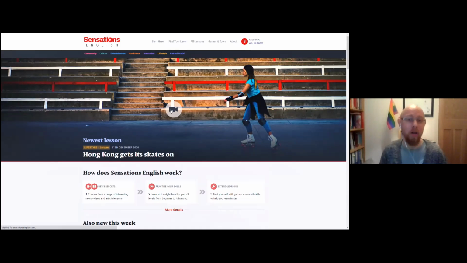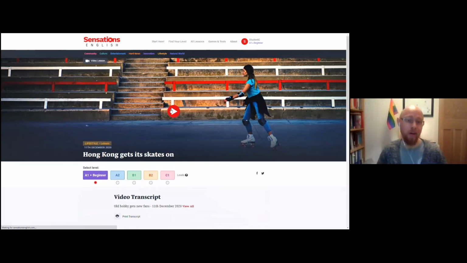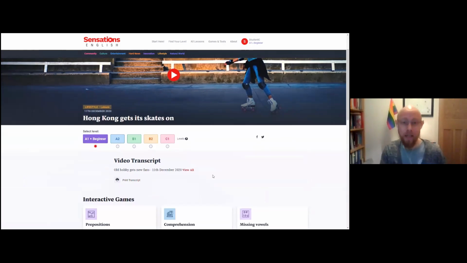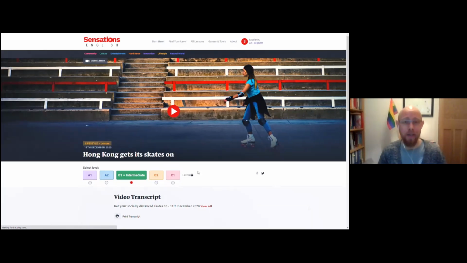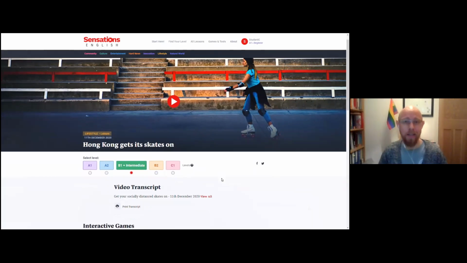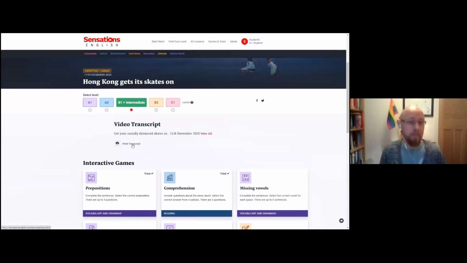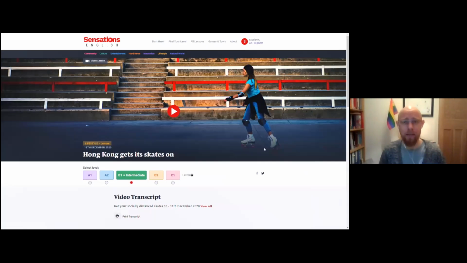So we're going to quickly go into the newest lesson, which came out just on Friday, and it's skating in Hong Kong, an interesting story about a sport becoming popular during the pandemic. You can see those 5 different levels there, and I'm going to go to the B1 level. This will be set up automatically for each student to log in at their level, and underneath the video there's a transcript, which you can keep hidden, or you can print out or create a PDF of.